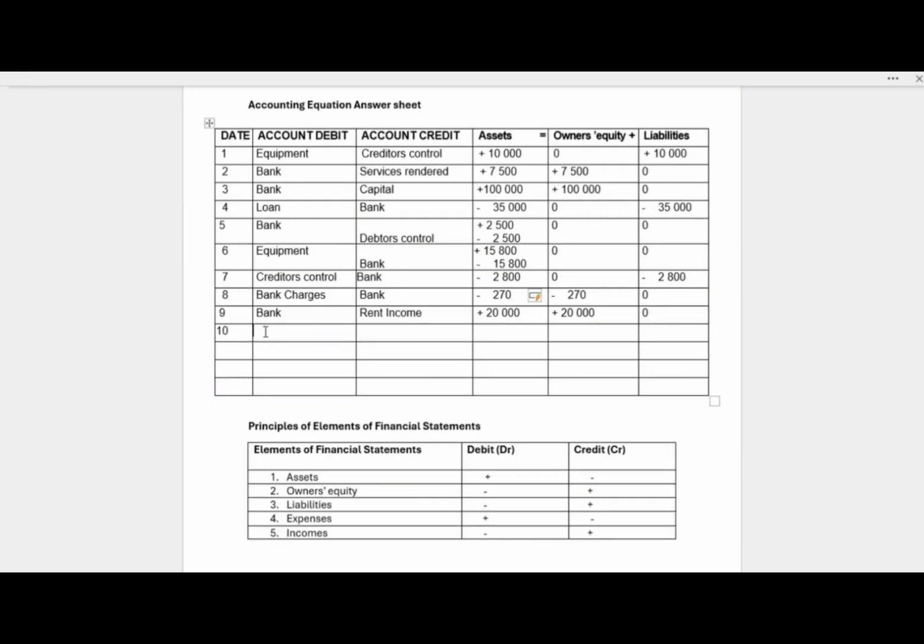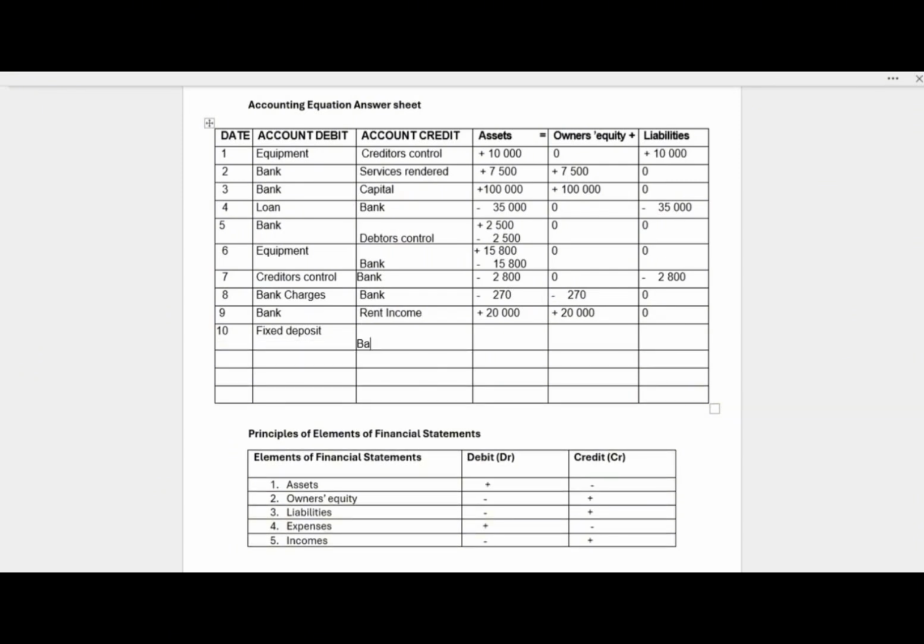Are you with me? So there's a decrease in bank because you took money from your bank account to the investment account. So they are all assets. So the investment account, which is fixed deposit, is increasing. So you're going to debit that as an asset, fixed deposit. And then you're going to credit bank because there's a decrease in bank, because you have taken money from the actual bank account to the investment account.